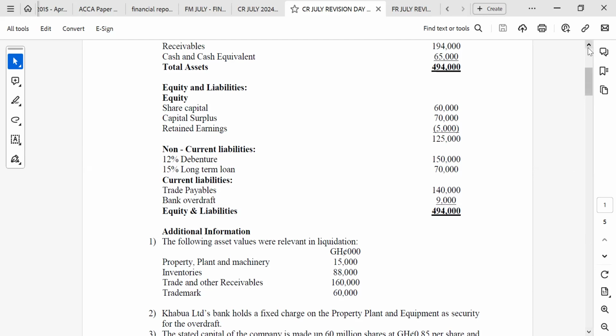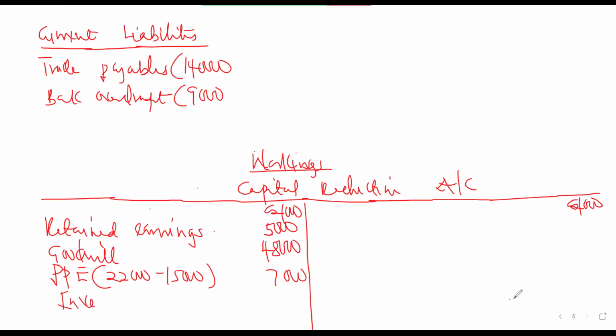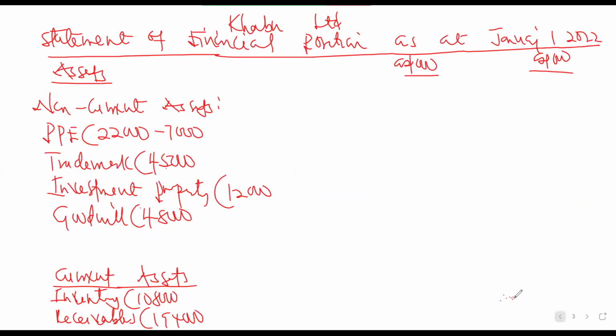Inventories will be how much? Our inventories is 108,000. Book value will be 108. Okay, and the fair value is what? 88,000. What is happening there? There's a loss, a decrease of 20,000. Okay, so we have the inventory of 108,000. So we go and reduce our inventory also by 20,000 to now have 88,000.